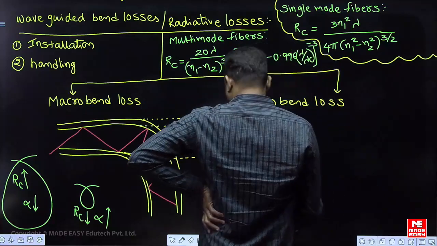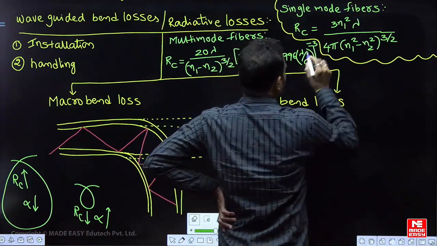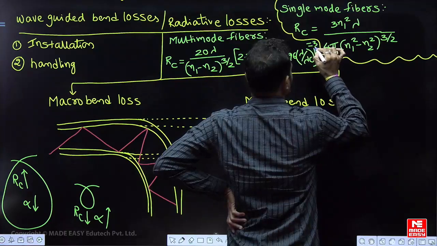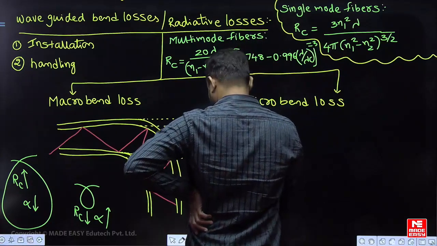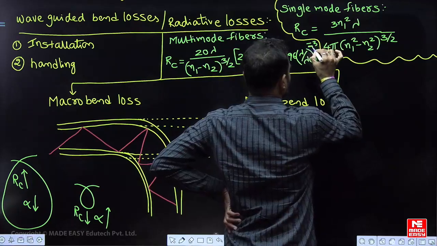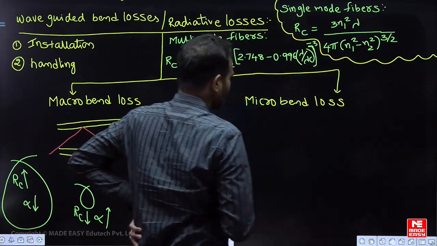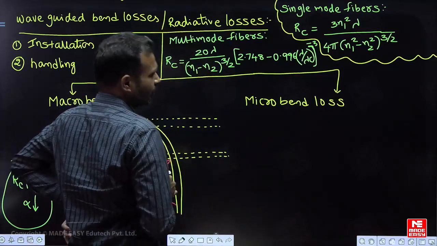And this is the remaining formula we have for multi-mode operation. That is, for multi-mode operation we can take this value, which is equal to minus 3. I hope everybody in the class understands this formula. So here also, what is lambda? Lambda is the operating wavelength. What is lambda c? Lambda c is the cutoff wavelength.